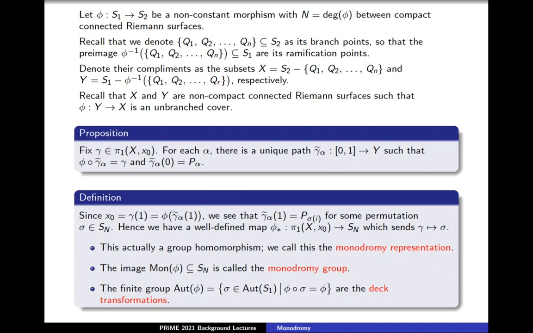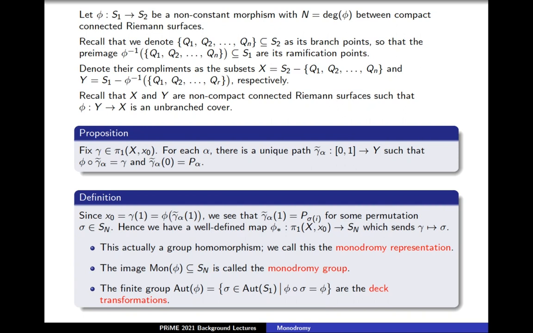Now we'll consider monodromy. Let phi from S1 to S2 be a non-constant morphism with capital N equals the degree of phi between compact connected Riemann surfaces. So let's again let Q1 through Q little n in S2 be the branch points, and take the pre-image of that set, phi inverse of Q1 through Q little n in S1, the ramification points, and let X and Y be the corresponding complements. So recall that X and Y are non-compact connected Riemann surfaces, such that phi from Y to X is an unbranched cover.